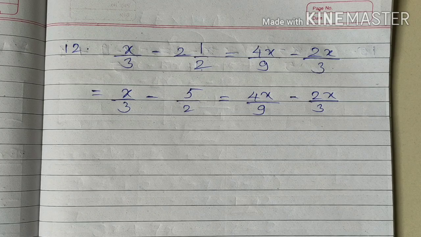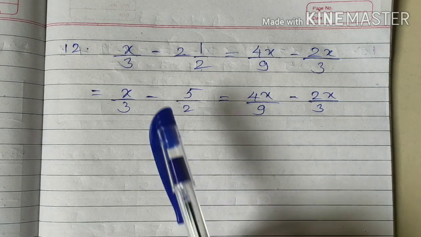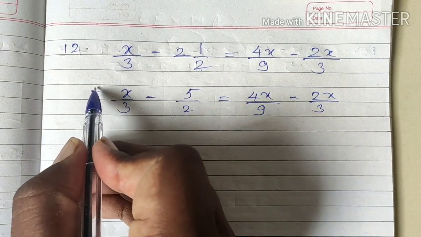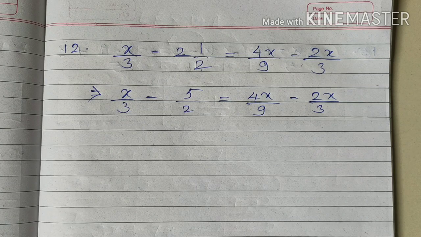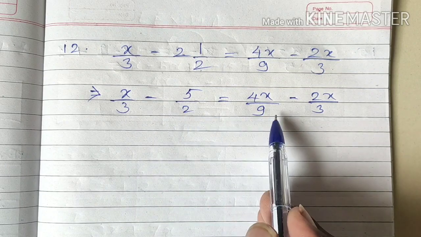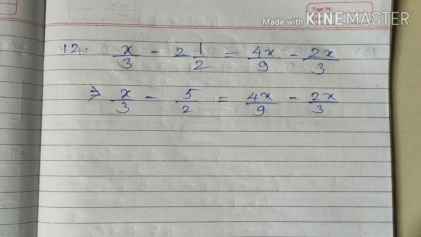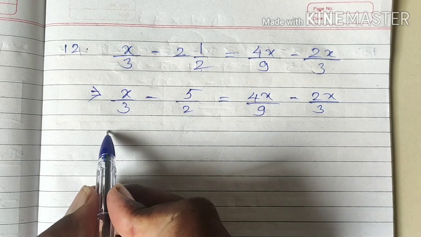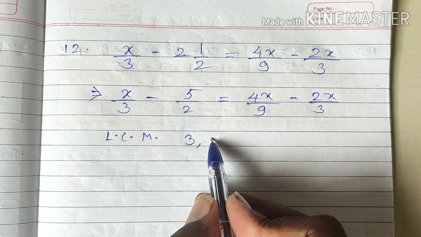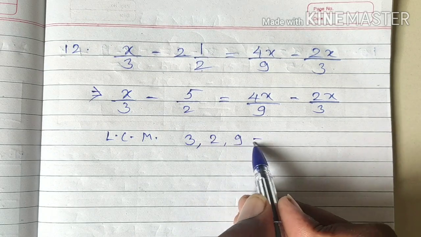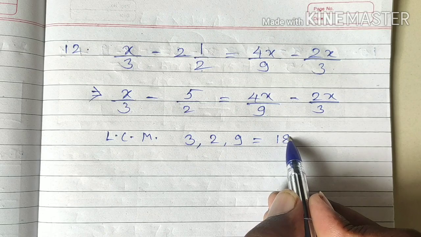Okay, now students, here we want to make a subtraction of these two things, but in each case the denominators are different. So to remove this denominator we can do one thing: find out the LCM of 3, 9 and 2. So all of you know how to calculate the LCM. LCM of 2, 3, 2 and 9 is 18.